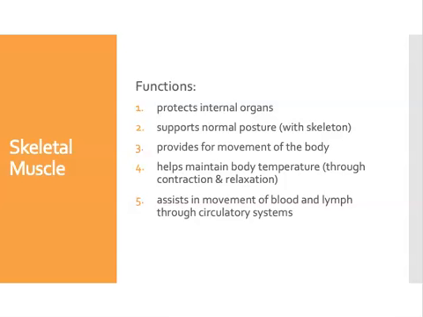Skeletal muscle performs 5 functions in the human body. Because of its location, in conjunction with the bony skeleton, it helps to provide protection to the internal organs that lie beneath. It supports the normal posture, the upright posture that human beings have, again in connection with the bony skeleton. Because it is attached to the bones of the skeleton, it also provides for movement of the body through movement of the joints.